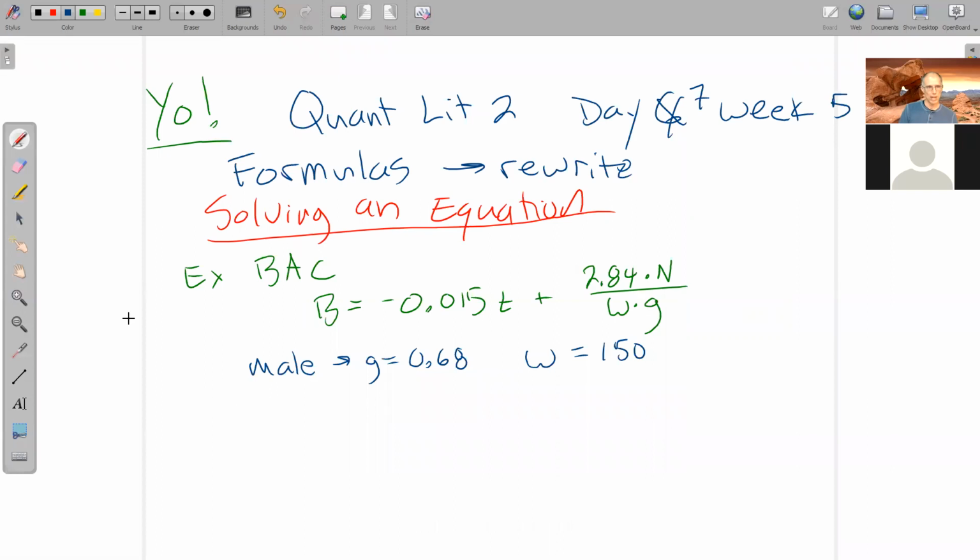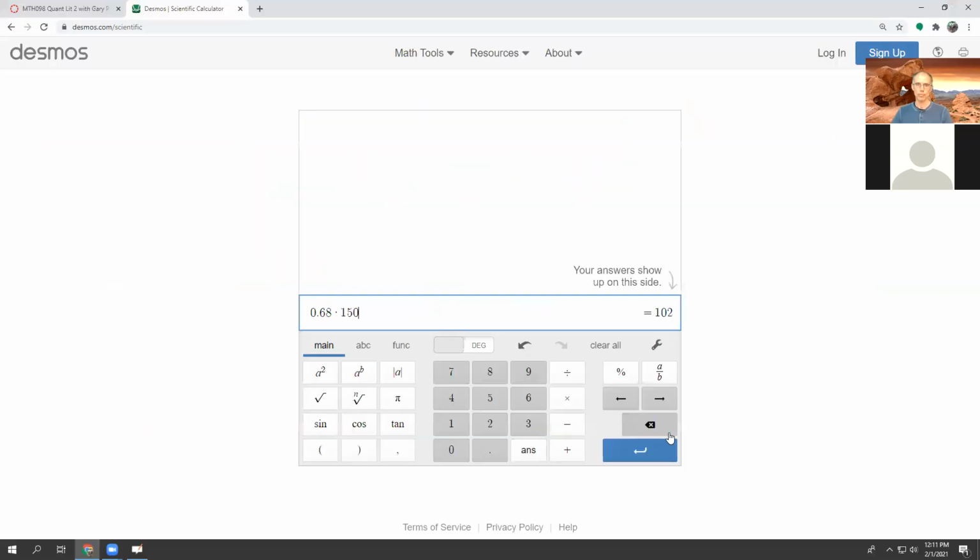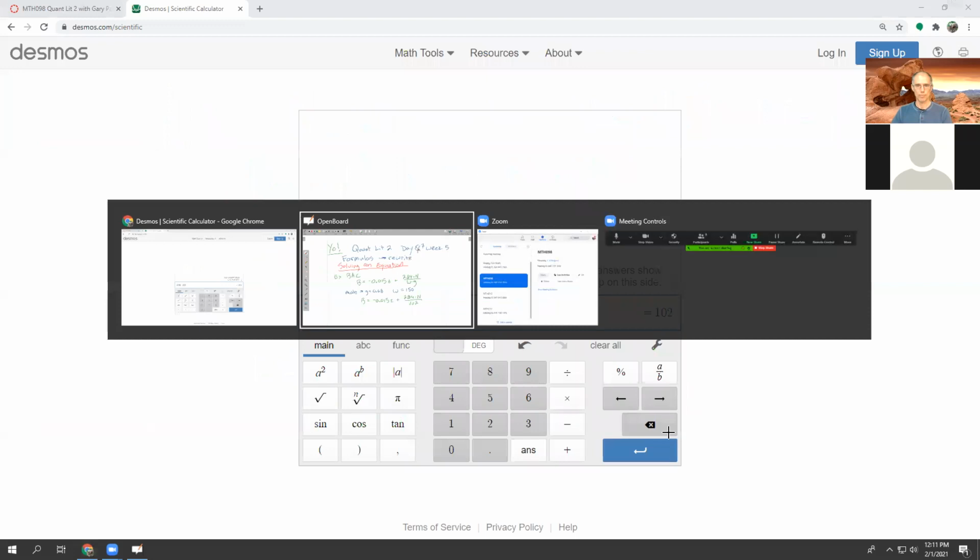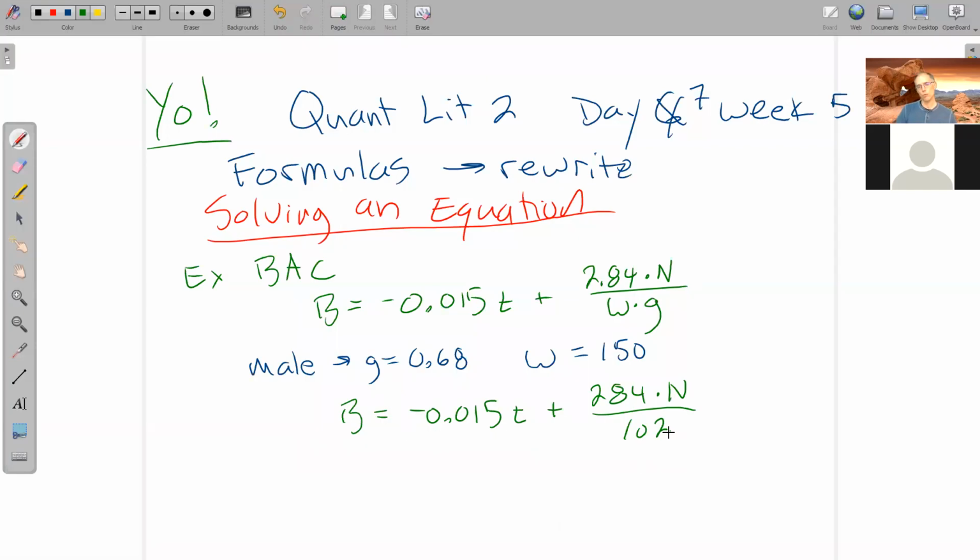So my formula now looks like this. B equals negative 0.015 times time. I still haven't picked any time to plug in yet. I've got the 2.84 in the top, times N, and weight times gender is, what did I say, 102? Yep. So that's my rewritten formula here.